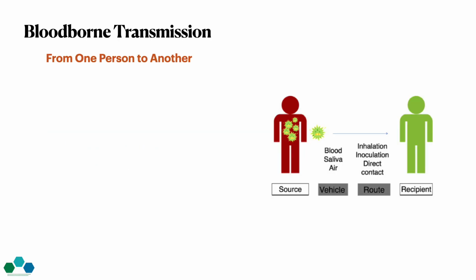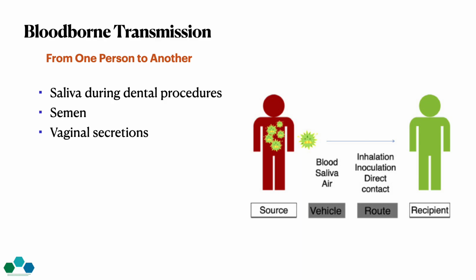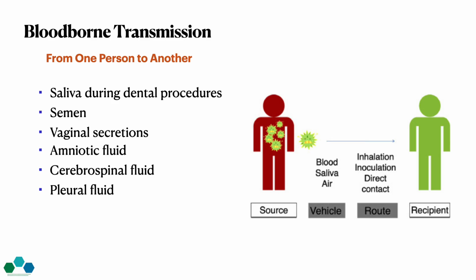Bloodborne transmission comes from one person to another. It's transmitted through blood, blood products, or other components of blood. Transmission can happen through saliva during dental procedures, semen, vaginal secretions, amniotic fluid, cerebrospinal fluid, pleural fluid, peritoneal fluid, and synovial fluid.